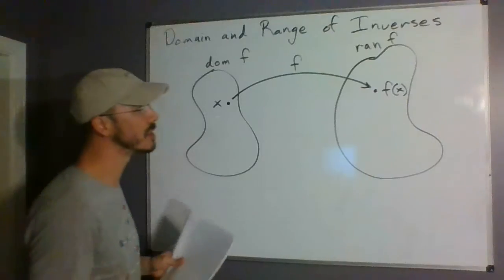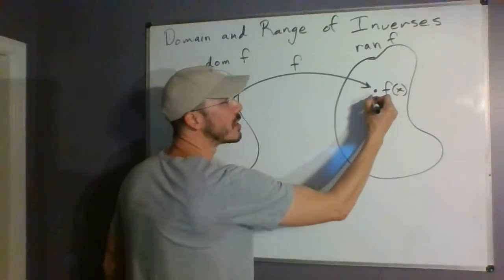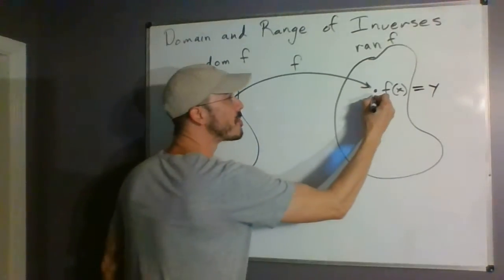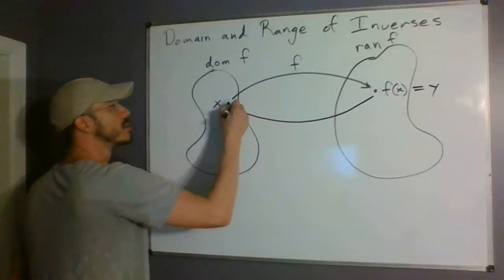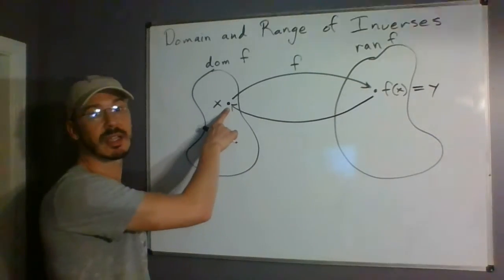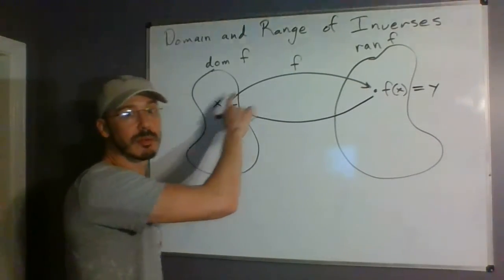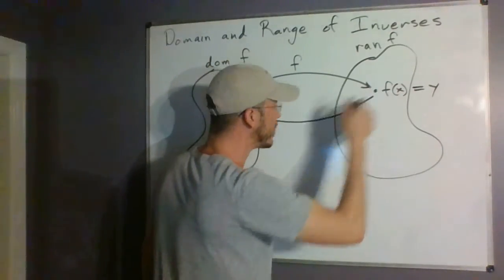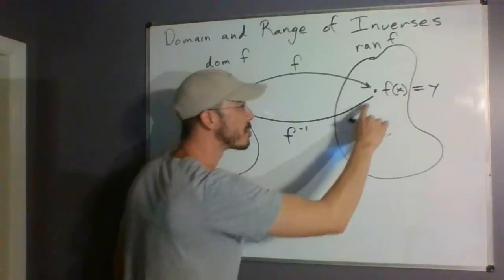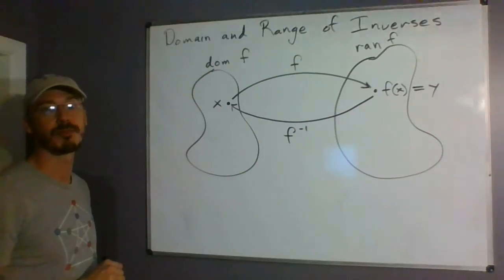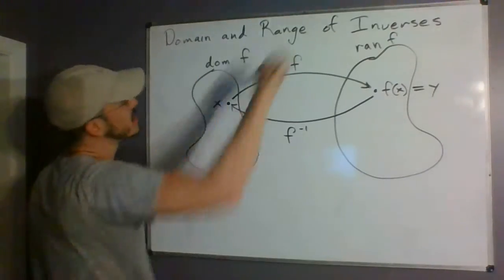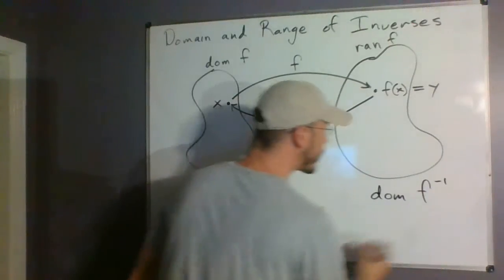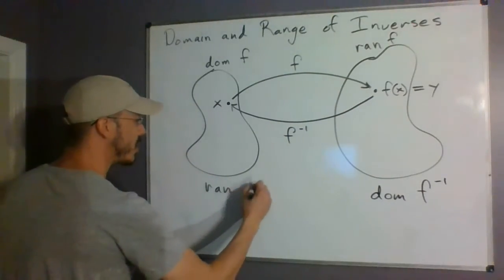Now, to connect this to inverse, the inverse function should take that point, f of x or y, whatever you want to call it, and bring it back to the very same place that it came from. It's the reverse of this function. So whatever this function brings this over to, the inverse function brings it back to where it started. And the reason I call this domain and range is this is the domain of f inverse, and this is the range of f inverse.